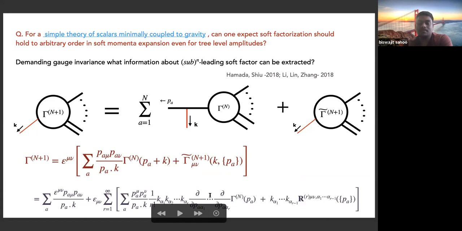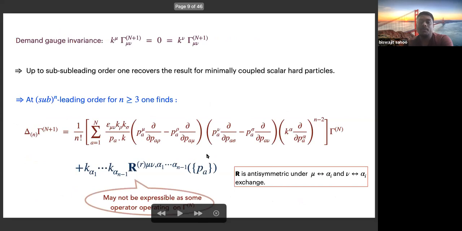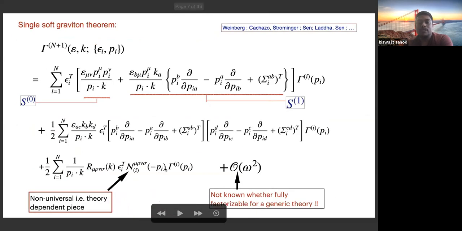Now demand that this amplitude is gauge invariant, that is, stripped of epsilon mu nu and contracted with k mu and k nu, and demand that this gamma n plus 1 vanishes. What you will find if you do that is that you will recover exactly, up to subleading order, all the terms just from gauge invariance.